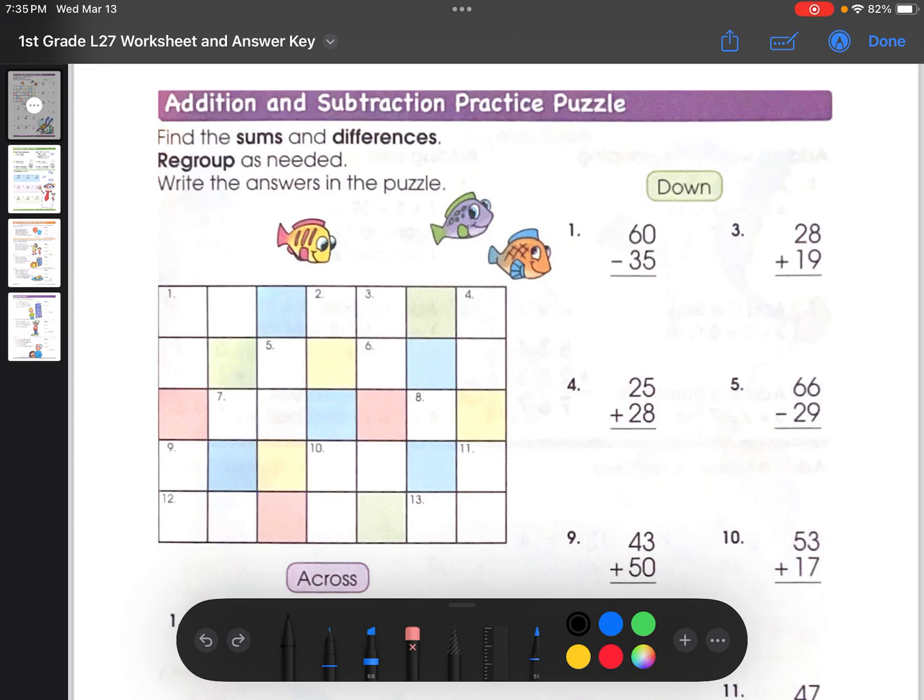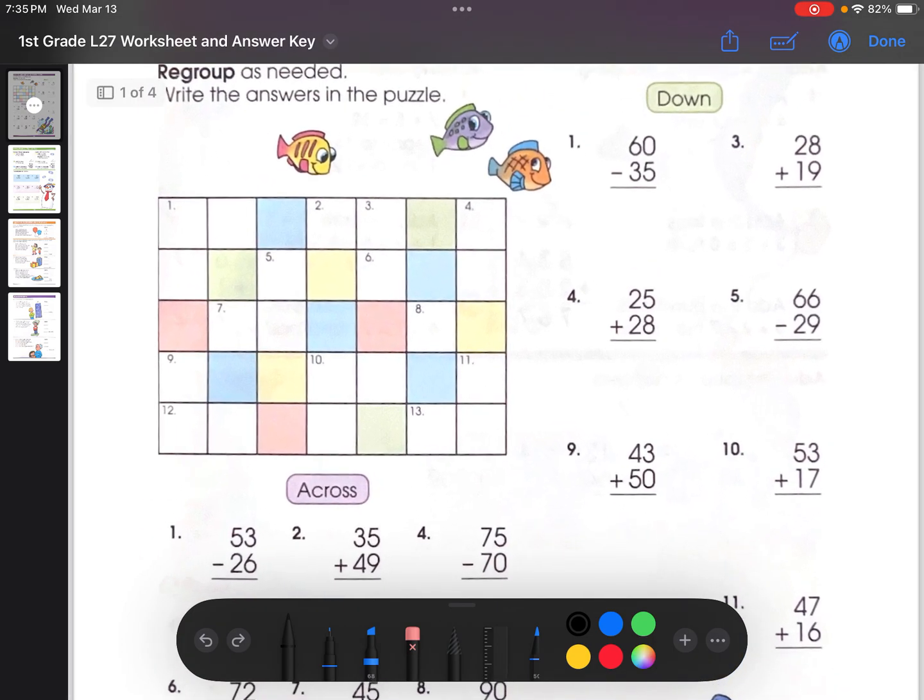Let's get straight into it. Addition and subtraction practice puzzles. Find the sums and differences. Regroup as needed. Write the answers in the puzzle. Let's just get straight into down number 1.